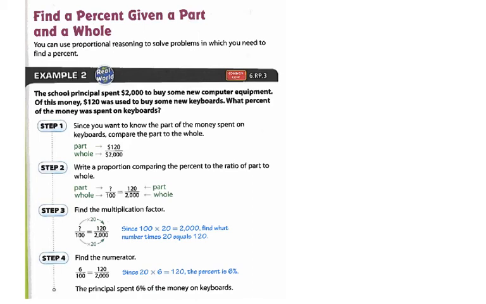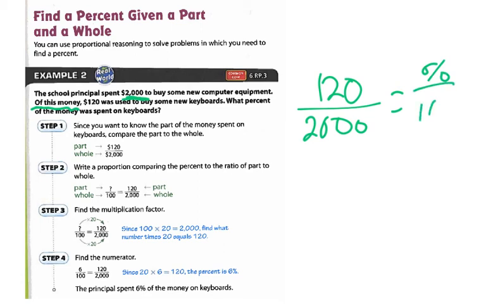Here they're giving us find a percent, giving a part and a whole. So here the school principal spent $2,000 to buy some new computer equipment. Of this money, $120 was used to buy some new keyboards. What percent was used to spend on keyboards? Now it says of this money. That's referring to this $2,000. So 2,000 is your whole. They spent 120 out of that. Okay, so that's my part to whole equals percent out of 100.